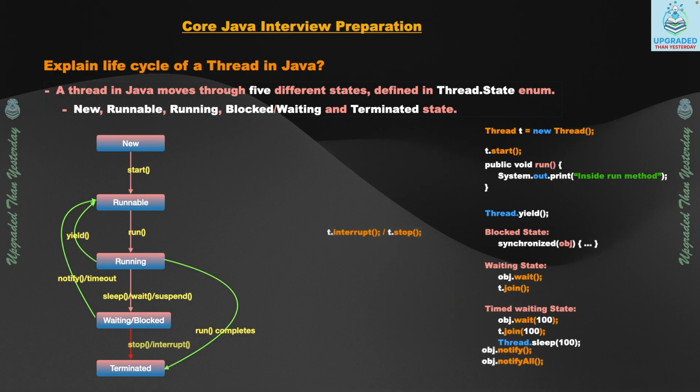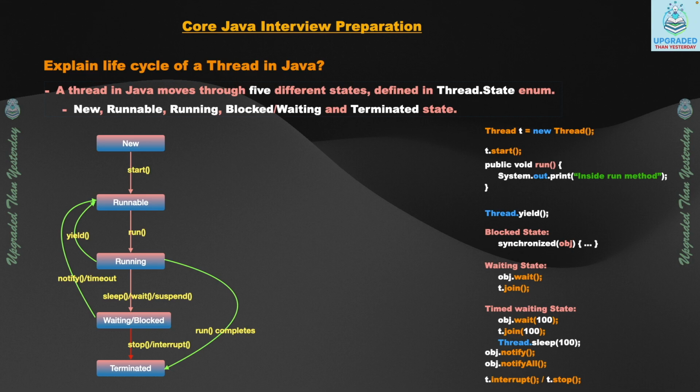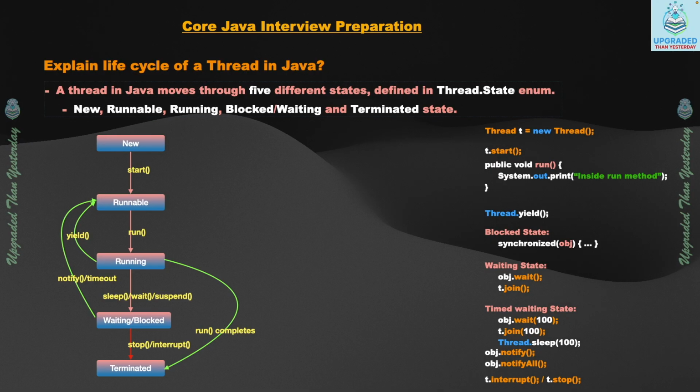A waiting or blocked thread can get terminated if the stop method is called on the thread. The stop method is deprecated, so we can use the interrupt method to request the thread to terminate a waiting or blocked thread. That's all for this video.